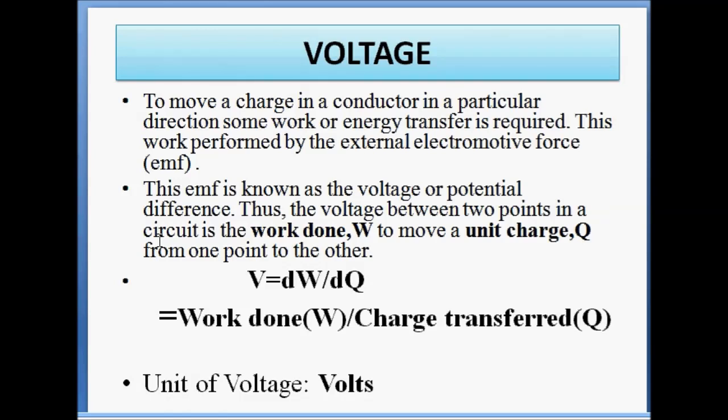So we can define the voltage between two terminals as the amount of work done, W, to move a unit charge from one point to the other. It can be expressed in mathematical form as total work done W by total charge transferred, the work done per unit charge. It can also be expressed in derivative format as voltage equal to the derivative of work done with respect to charge, dW by dQ. The unit of voltage or potential difference is volts.